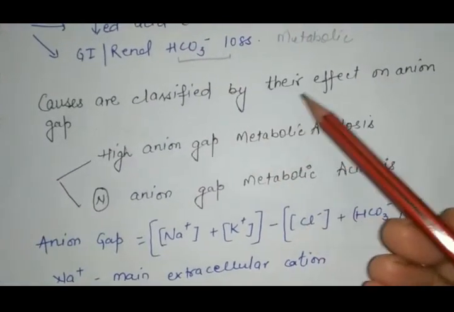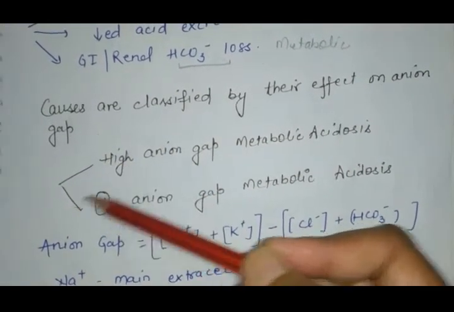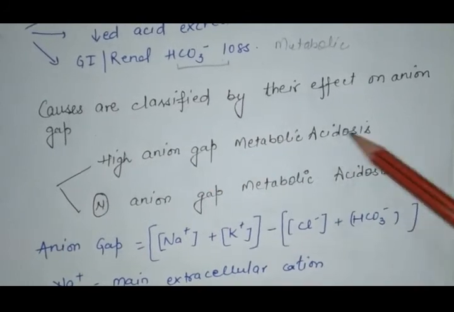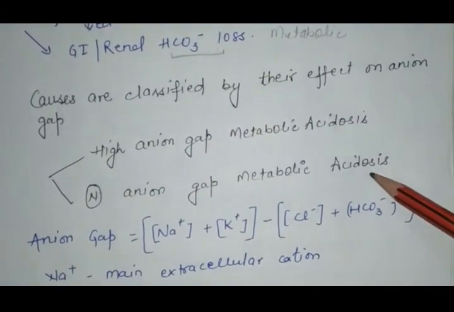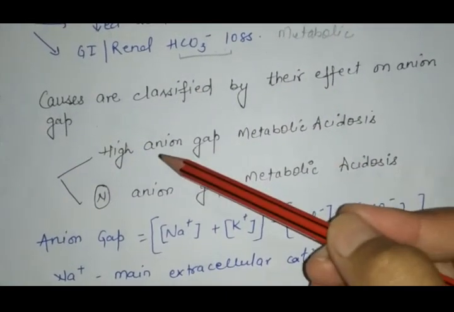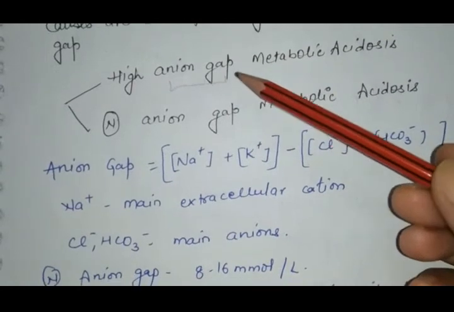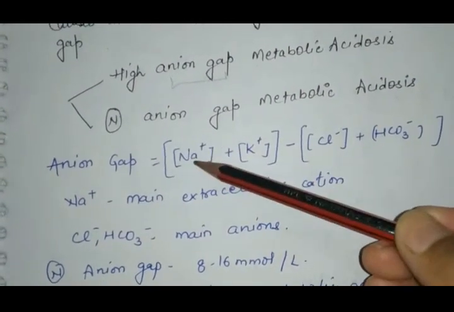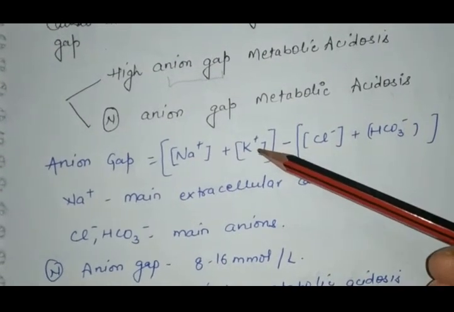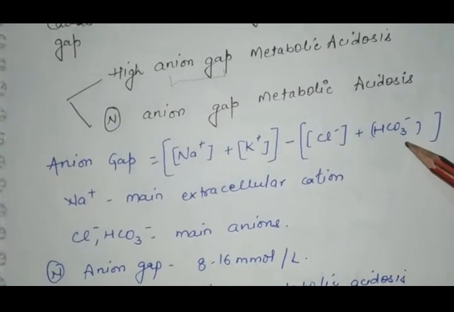Causes are classified by their effect on anion gap. These are of two types: high anion gap metabolic acidosis and normal anion gap metabolic acidosis. Now we will see how we will calculate the anion gap. Anions are the negatively charged ions. Anion gap is equal to sodium plus potassium value minus chloride plus bicarbonate value.